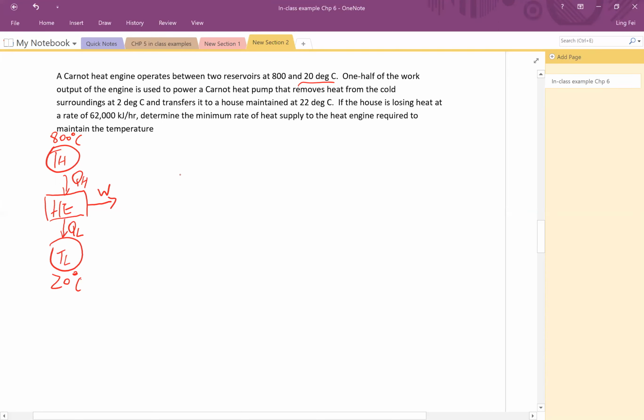Half of the work is used to power a Carnot heat pump. So we have to draw the heat pump again, block diagrams. So heat pump, what does a heat pump do? Heat pump is to extract heat from lower temperature to higher temperature.